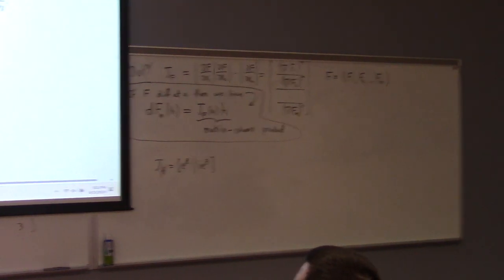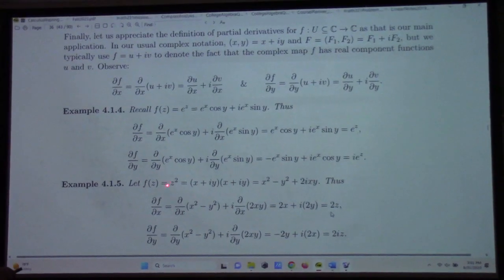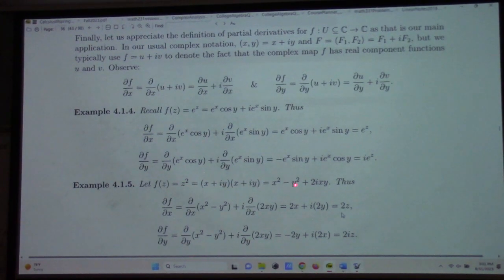How about z squared? The component functions for z squared are x squared minus y squared and 2xy. So partial differentiation with respect to x gives me 2x plus i times 2y. Hold on a second, 2z. What do you want the complex derivative of z squared to be? I want it to be 2z. Isn't it interesting that the partial derivative of f with respect to x here gives me what I want the complex derivative to be? Why is that? Something we should think about.